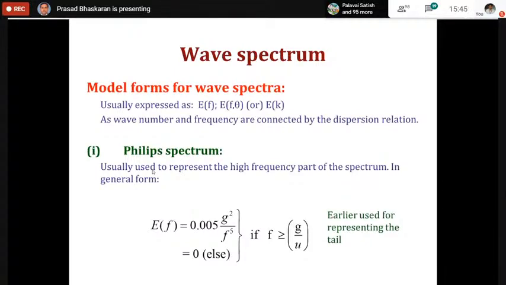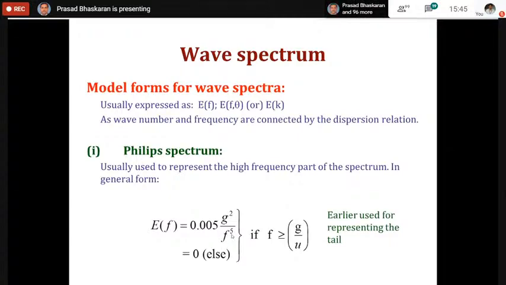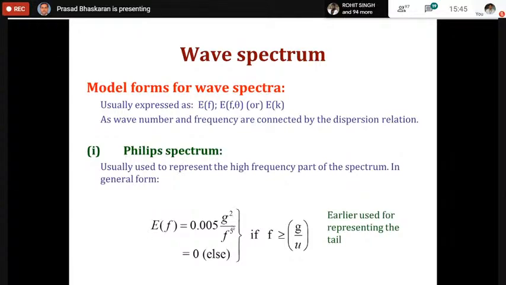Now, if you see the formulation of the Phillips spectrum, this E(f) represents the energy as a function of frequency, and it is proportional to f to the power of minus 5. In other words, the energy is inversely proportional to the 5th power of frequency. But one of the problems with this Phillips spectrum is that it has been developed only for the high frequency side. It does not tell what is happening in the low frequency. That is the reason why the spectrum has not become popular. But this spectrum is a foundation. It tells what type of energy levels you can expect in the high frequency tail.